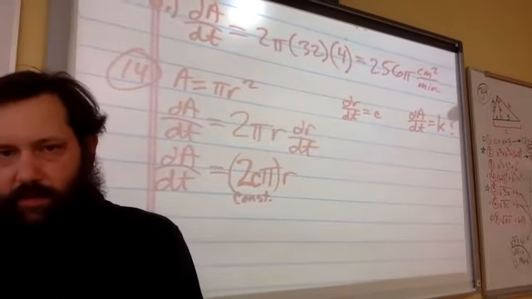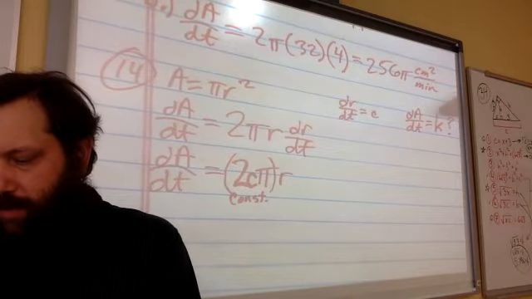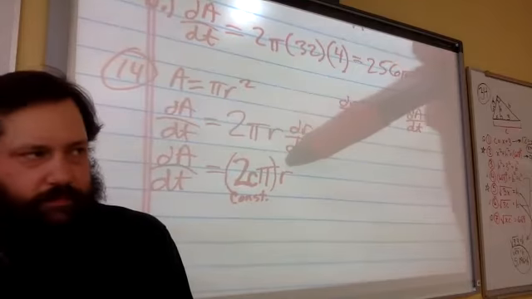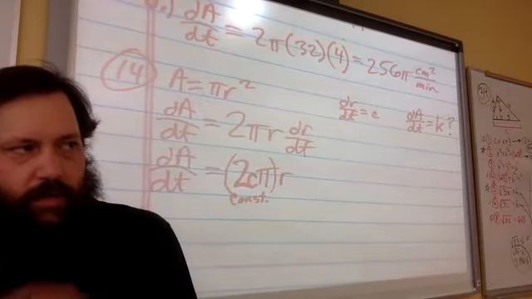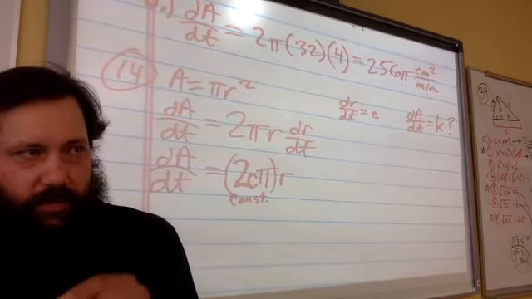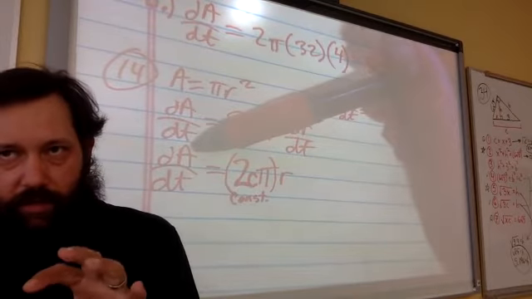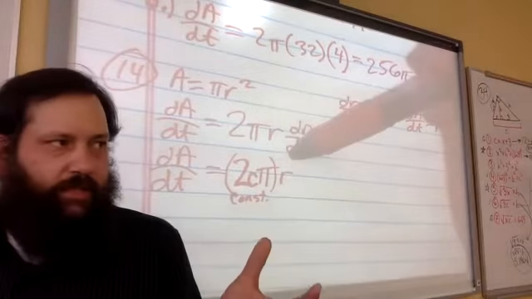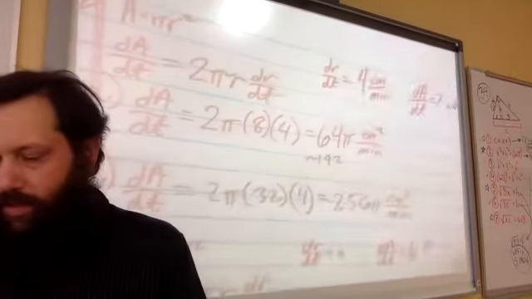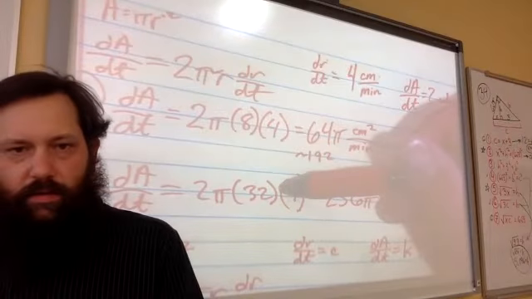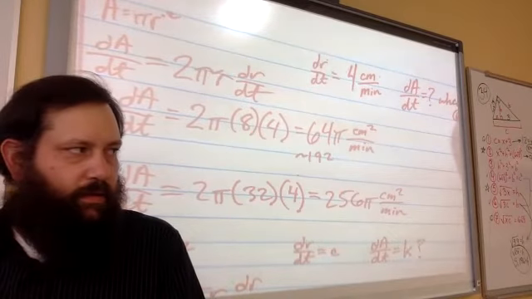Is dA/dt a constant? Why not? Because R changes. The change in area relies on the radius. Wait, we just said that, didn't we? Didn't we just say that in the last problem? Yeah, that's what this whole thing is. This one's just like proving.